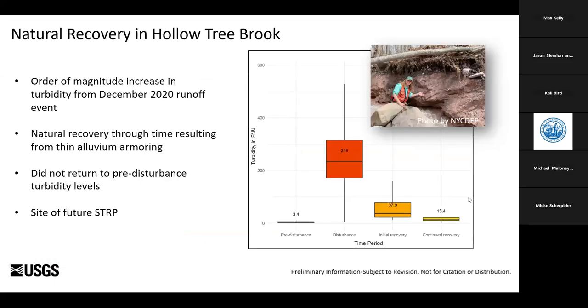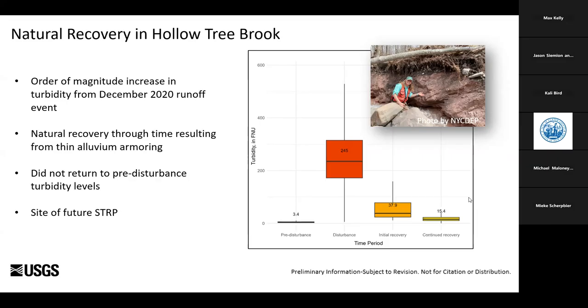Thanks, Don. So as Don had mentioned, we had some natural recovery that was measured, or natural reduction in turbidity between the pre and post projects at the upstream sites above where the projects were constructed. So we wanted to take a little bit of a look at an example of natural recovery in a stream that had substantial erosion, but did not have any projects put in place. And so Hollow Tree Brook, which is a tributary to Stony Clove, serves well for that.